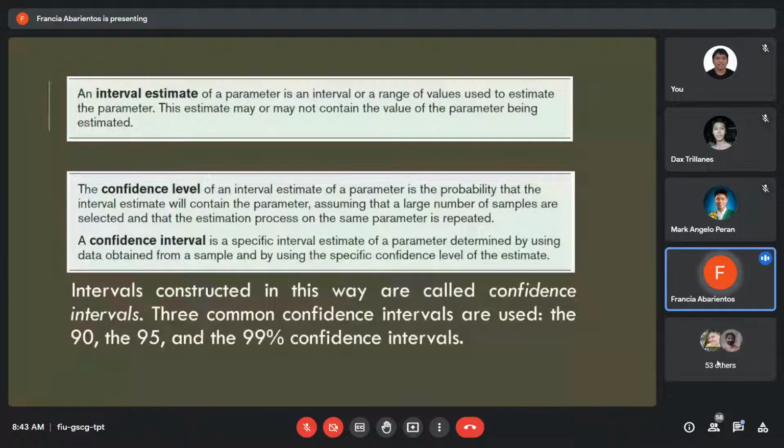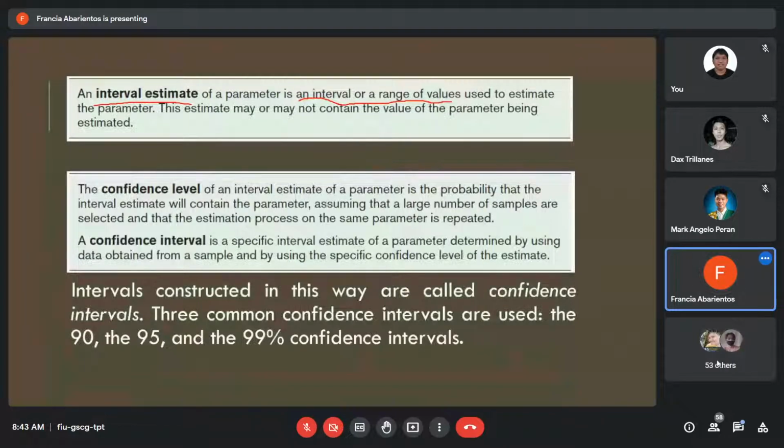So what are those interval estimate? Okay, that is a parameter wherein an interval or a range of values used to estimate the parameter. Okay. Yan. May range of values na naman tayo, parang sa probability class. Range of values used to estimate the parameter. So this estimate may or may not contain the value of the parameter being estimated. Yan, take note of that.